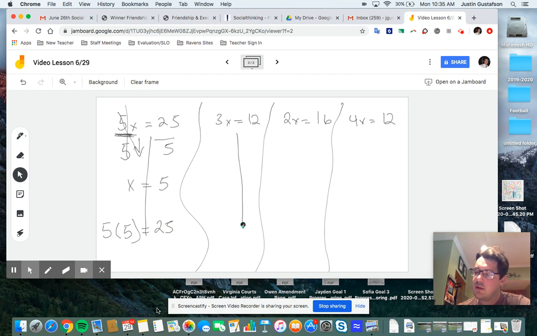What did I just say we needed to do? Automatically, when I see a number and a letter next to each other, I'm just going to put a line. I'll put a 3 here. I'll put a 3 here. Cancel. Don't forget to put your arrow. X, well, 3 times 4 is 12.